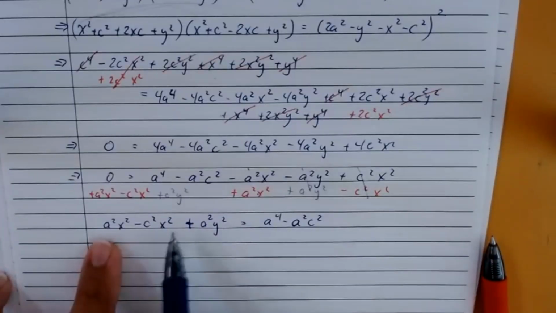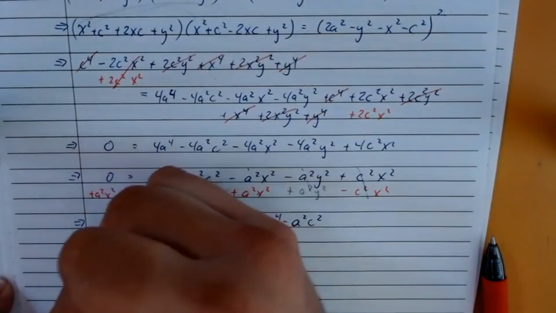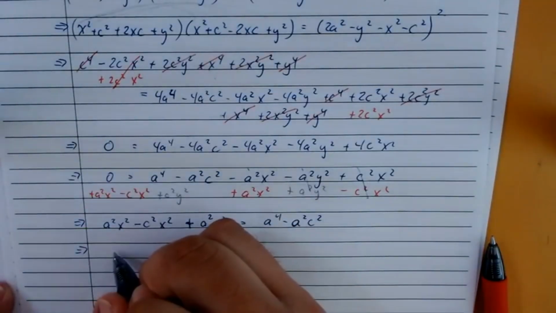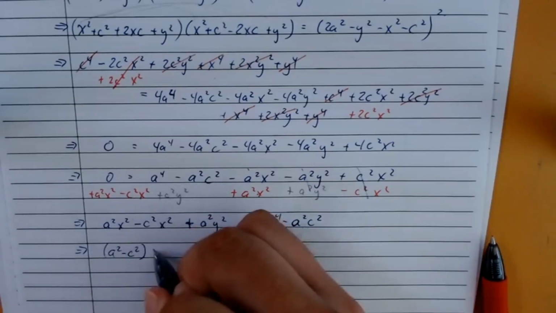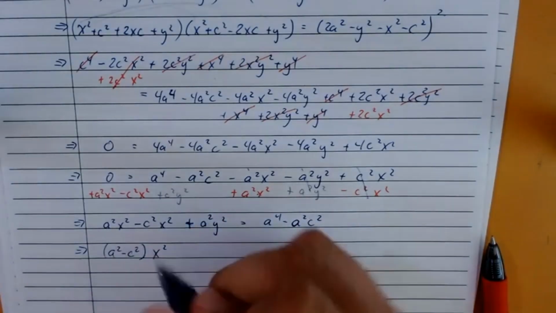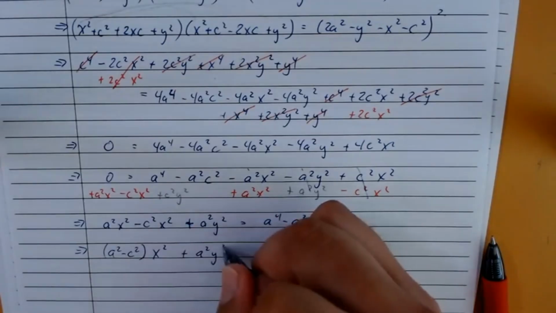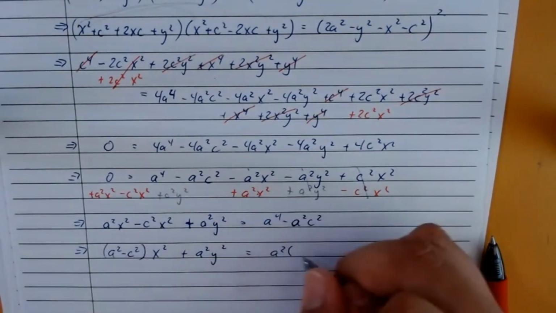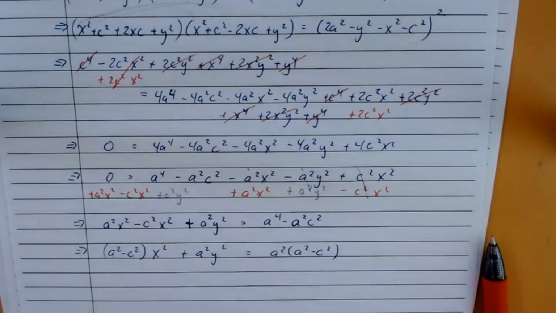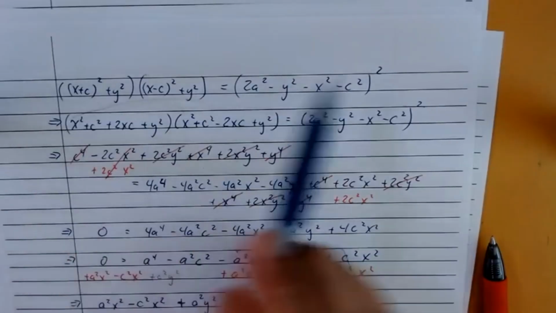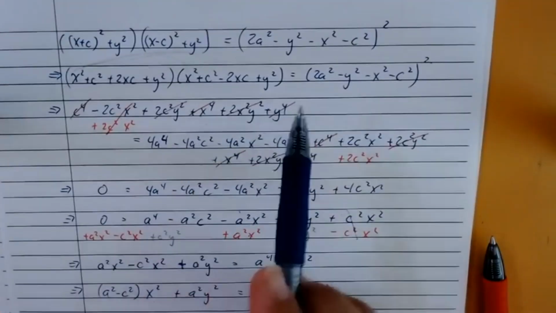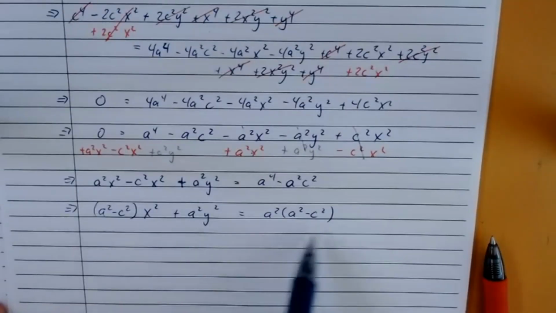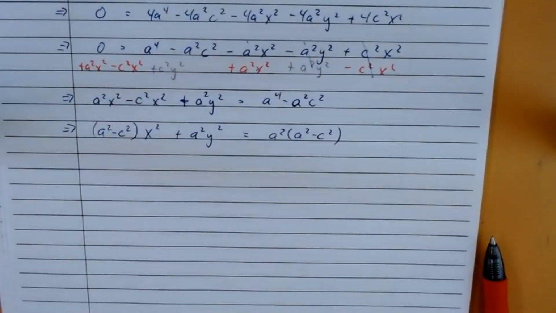Notice these have a common factor of x squared, which means I can write this as a squared minus c squared times x squared. All right, I factor out my x squared, plus a squared y squared. And here I have a common factor of a squared, which I can factor out as a squared times a squared minus c squared. From a very complicated looking equation before, you realize that almost everything cancels out and you're left with something fairly simple looking, at least compared to what we had before.